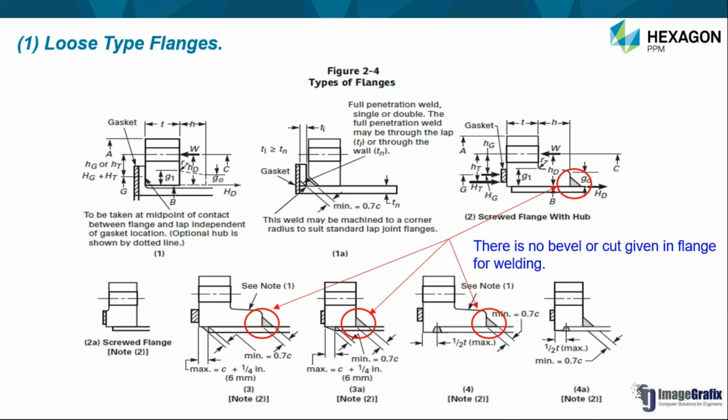wall or the shell wall is just a fillet joint. So if you observe all these types of welding, these are just fillet joints. There is no bevel or cut provided in the flange, and hence these joints are considered as weak joints. Okay. And also we cannot consider the strength of the shell as contributing to the strength of the flange, and hence we are considering these flanges as loose ring type of flanges. So what you see over here, there is no bevel or cut in the flange provided.